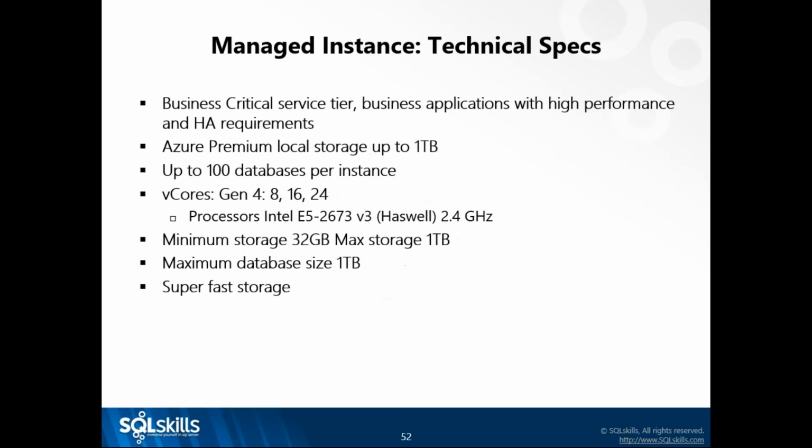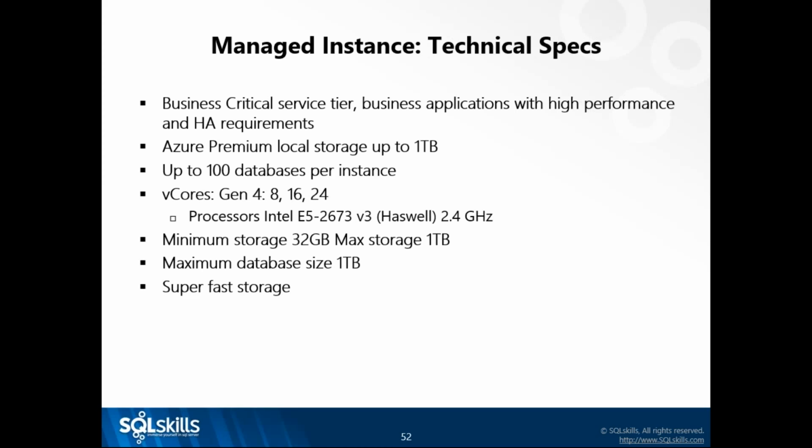You have a business critical tier. That's for applications with higher performance and HA requirements. So kind of what sets the difference here? It's premium local storage. And right now it's limited to 1 terabyte. That should increase as we go GA. Your same 100 database per instance support, Gen 4, there's not a Gen 5 available.